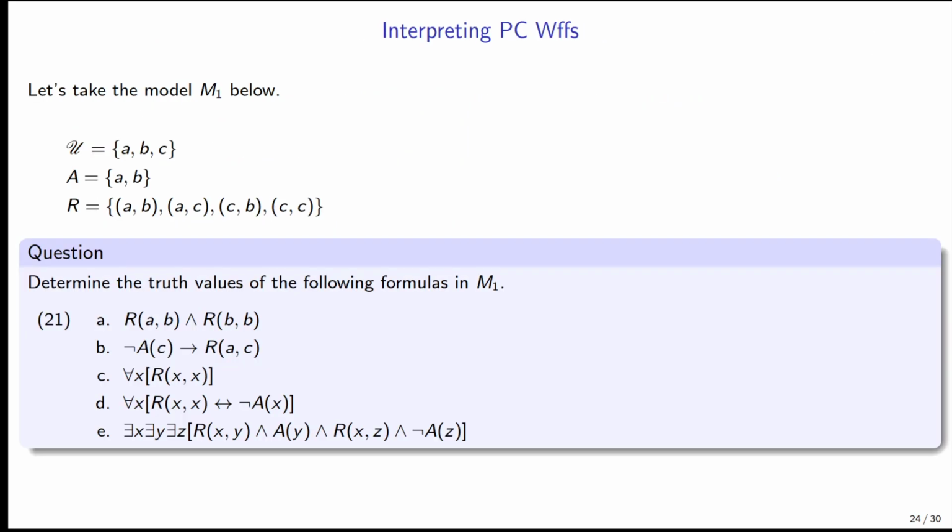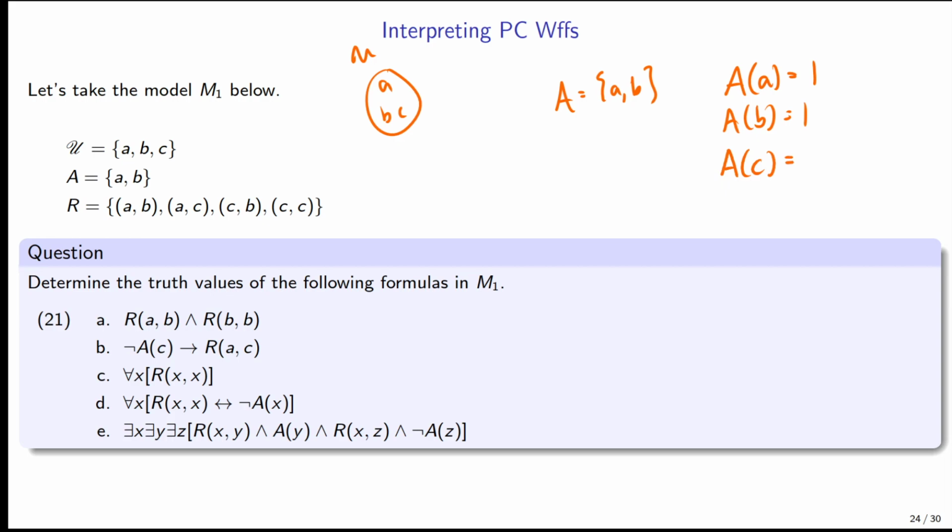So imagine we have some model here. We have the universe, ABC. So these are the elements in our universe. This is what we have to work with, ABC. We have A, which is AB. So basically this means that A is some predicate. So let's call this A. And A of A is true. A of B is true. And our third element, A of C, is going to be false because C is not in that predicate A.